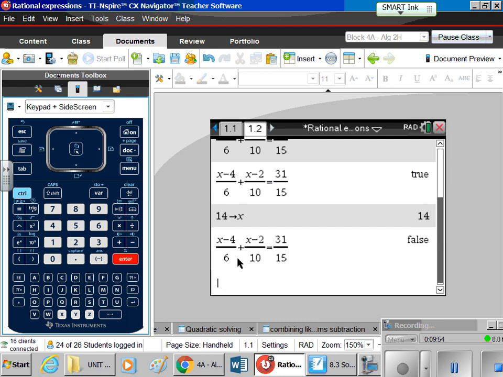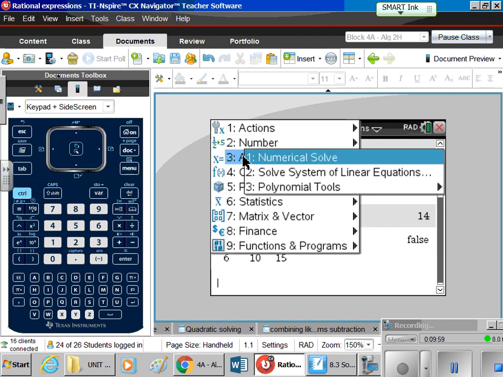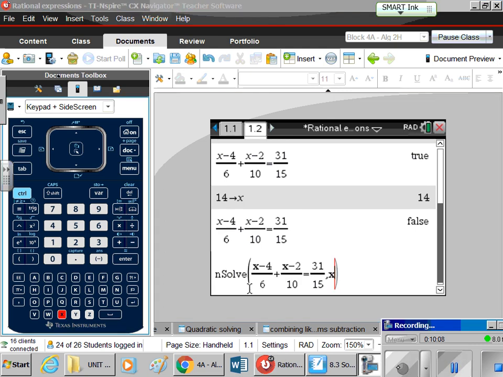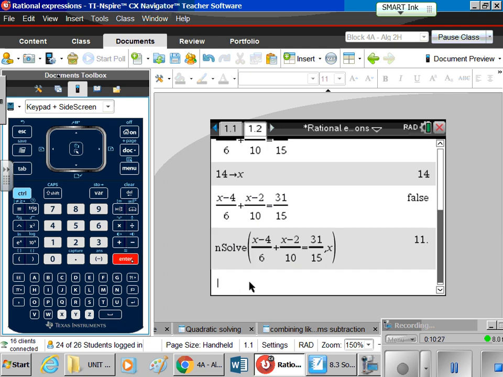All right. You can also use NSolve. So for NSolve, you go to your menu, you go to algebra, and you go to numerical solve, and you put your equation in here. So hold on, I'm going to do it. There we go. So I just want to remind you that when you use NSolve, at the very end you have to put a comma. A comma is down here over underneath the pi on the left hand side, and you have to put x, whatever variable you are solving for. And then when you hit enter, you'll come up with the right answer. So the right answer is 11 in this case.